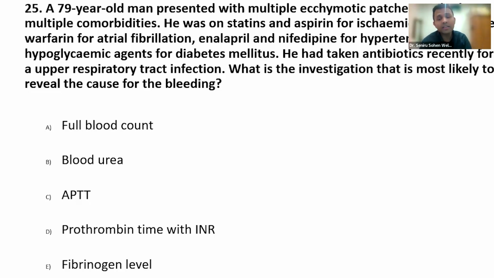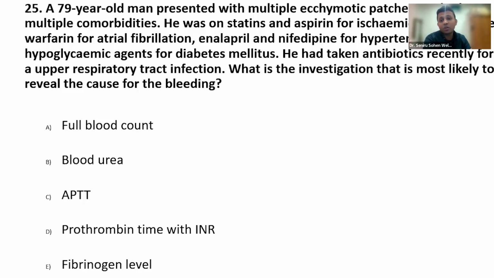What is the investigation that is most likely to reveal the cause of the bleeding? It's either aspirin or warfarin that is causing this, and it's most likely that the warfarin level has been increased because of the reduced metabolism of warfarin. Warfarin inhibits the gamma carboxylation of vitamin K dependent clotting factors like 2, 7, 9, 10. These are very important in the extrinsic pathway of clotting, which we measure using the PT/INR.